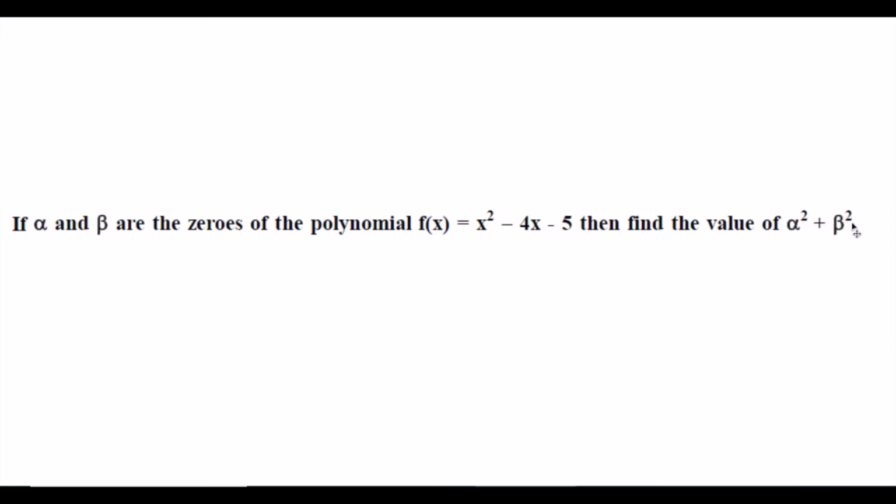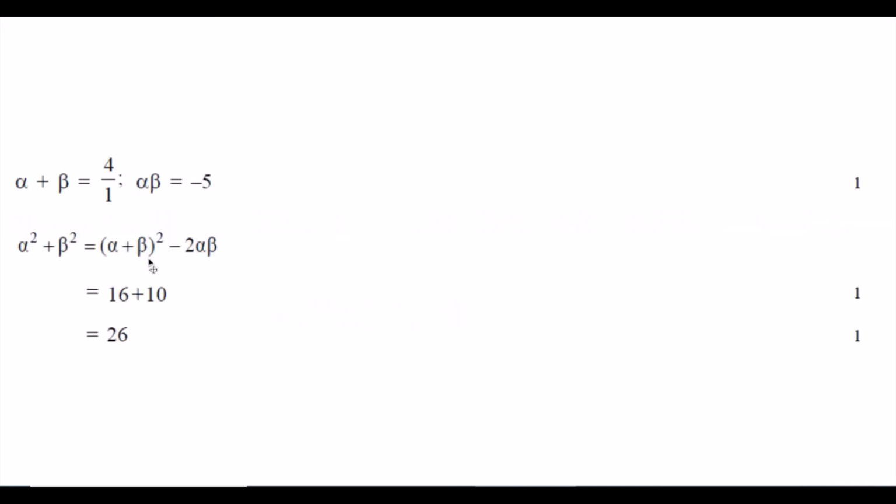To find out alpha square plus beta square, you can use an identity: a square plus b square is equal to a plus b the whole square minus 2ab. Here a plus b means sum of the zeros and ab is the product of the zeros. Do find it yourself. Here you get alpha plus beta and alpha beta from the equation, then alpha square plus beta square you can write as alpha plus beta the whole square minus 2 alpha beta.